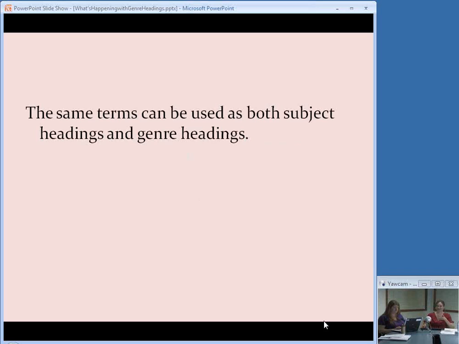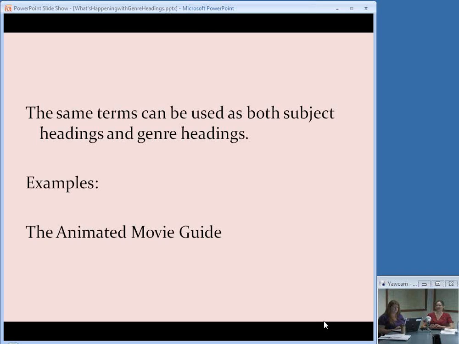And this can get confusing because the same term can be used as both subject headings and genre headings. For example, if you had a book called The Animated Movie Guide that had reviews of animated movies, summaries, things like that, that would be something that is about animated films. In that case, animated films would be used as a subject heading. However, if you were cataloging the movie WALL-E, that is an animated film, so that would be a genre heading in that case.